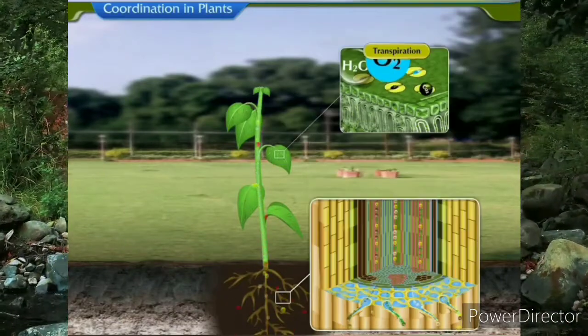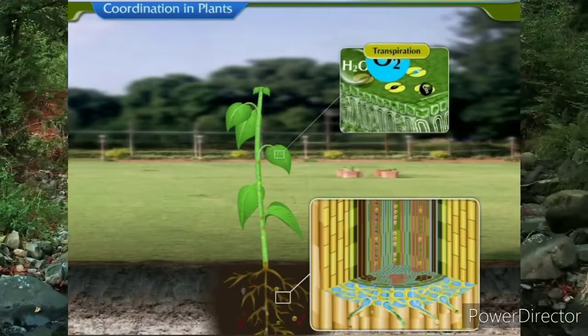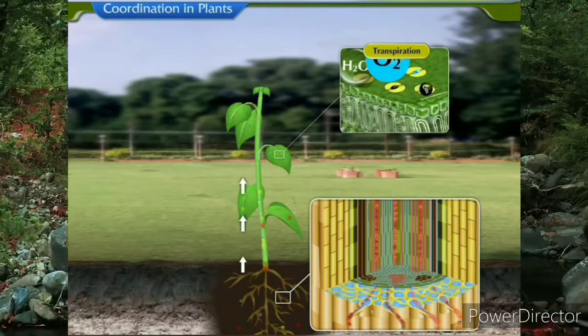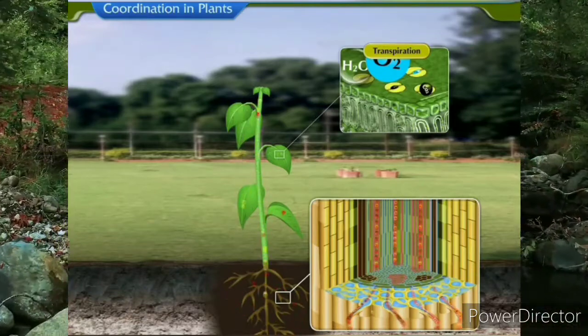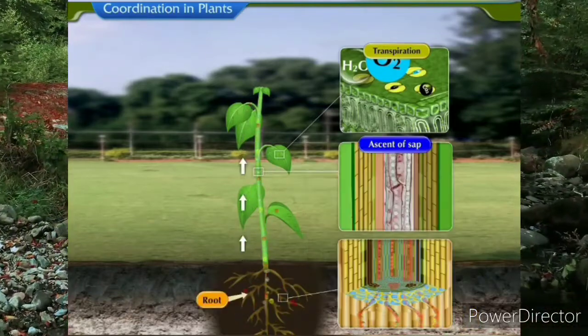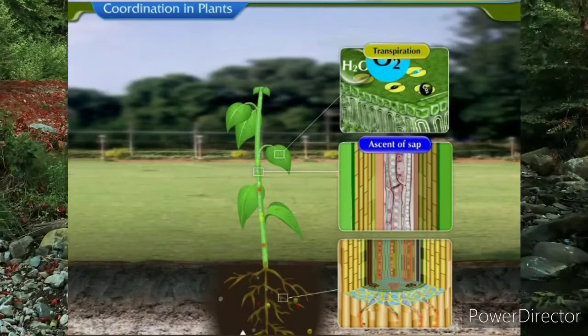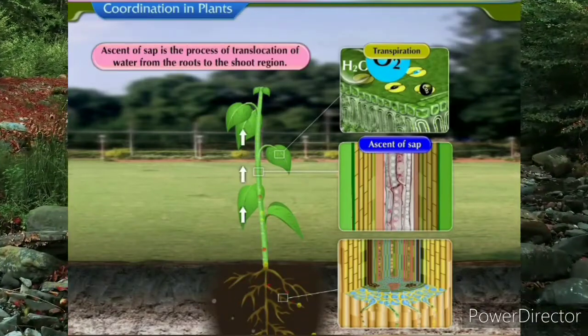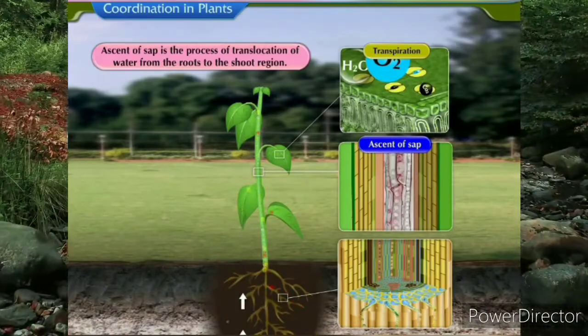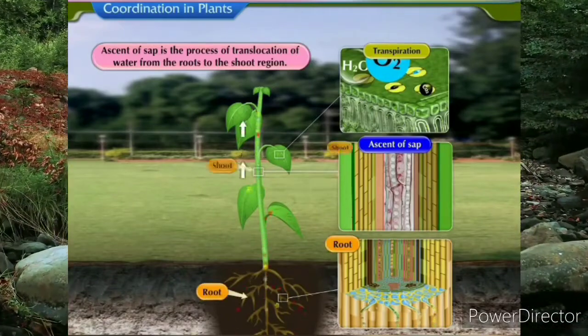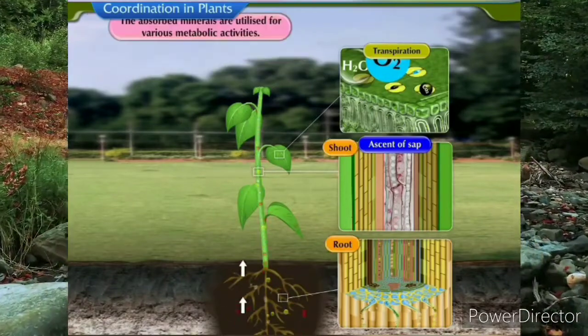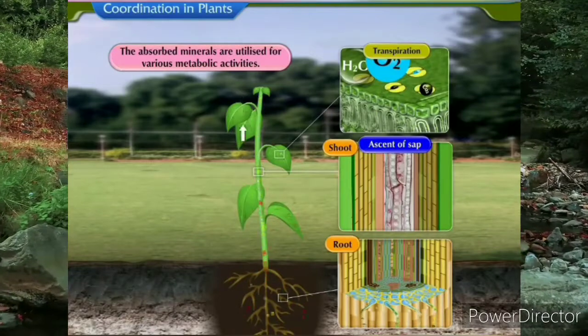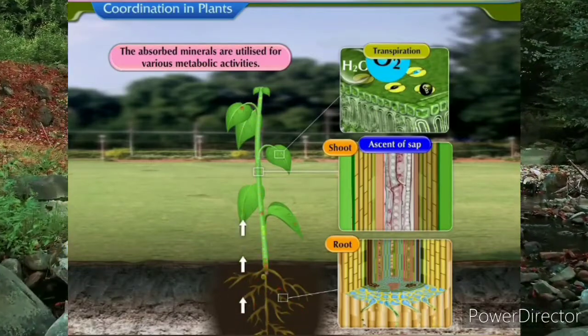The process of transpiration is followed by an upward movement of water and minerals inside the plant, like ascent of sap from the roots. Ascent of sap is actually the process of translocation of water from the roots to the shoot region. The absorbed minerals are then utilized for various metabolic activities.